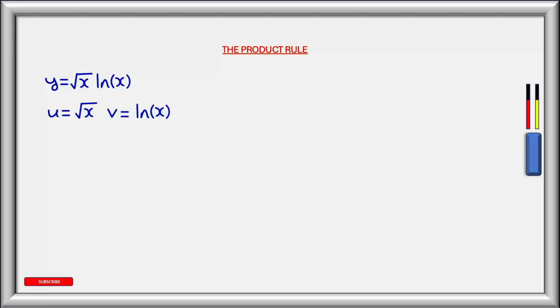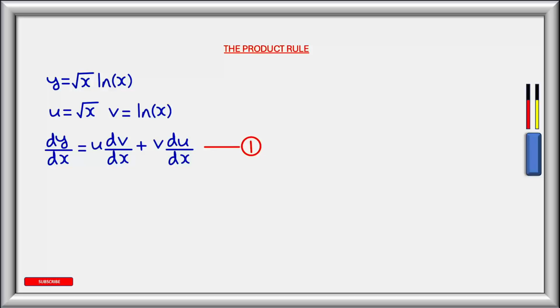And for this one, we let u equal the square root of x and v equal the natural log of x. And using the product rule, the derivative of y with respect to x is equal to u multiplied by the derivative of v with respect to x plus v multiplied by the derivative of u with respect to x. So let's find dv by dx and du by dx.